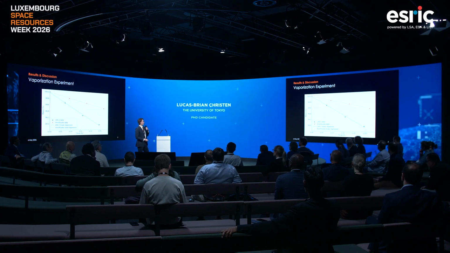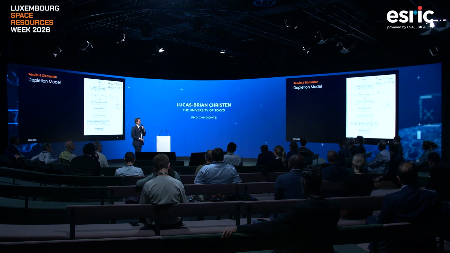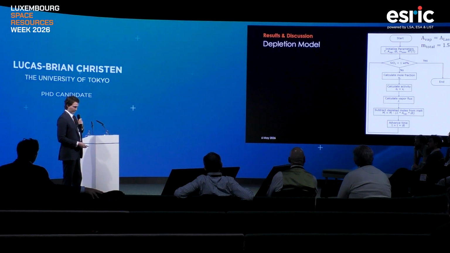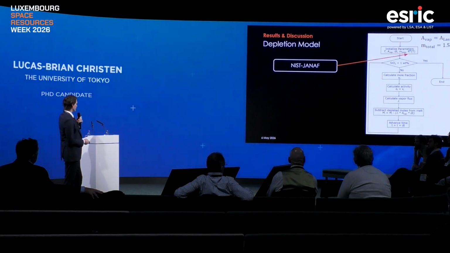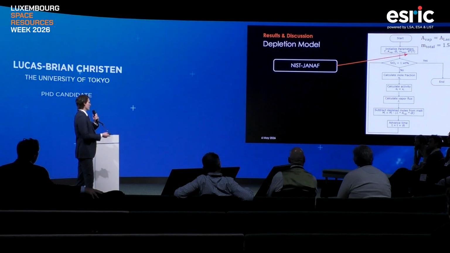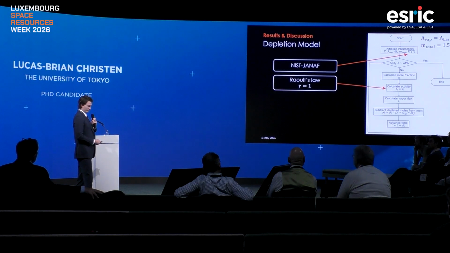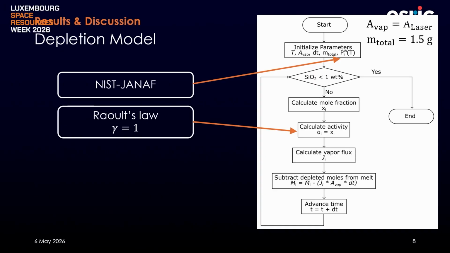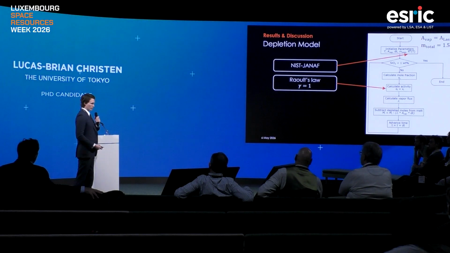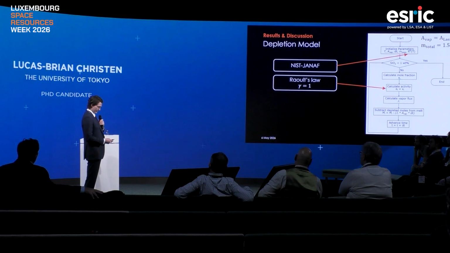For the model, this is the flowchart that you see here. It's a simple code in Python, nothing spectacular. We calculate the equilibrium vapor pressure of the vaporizing species using the database NIST-JANAF. From there, we scale that vapor pressure, saying that the flux of that species only depends on its molar fraction within the melt. So that would be an ideal solution. The activity coefficients are just simply 1 in this case.